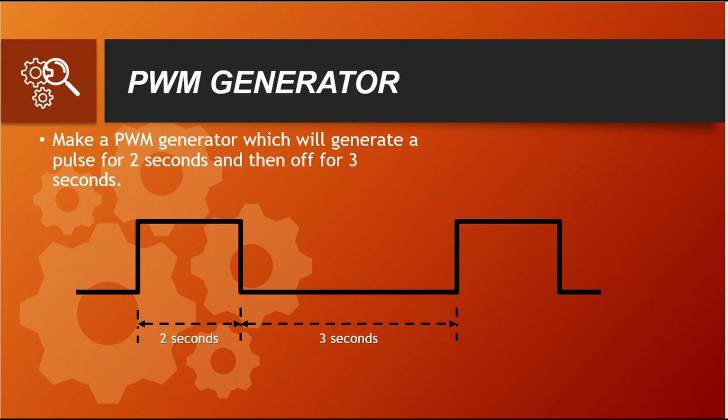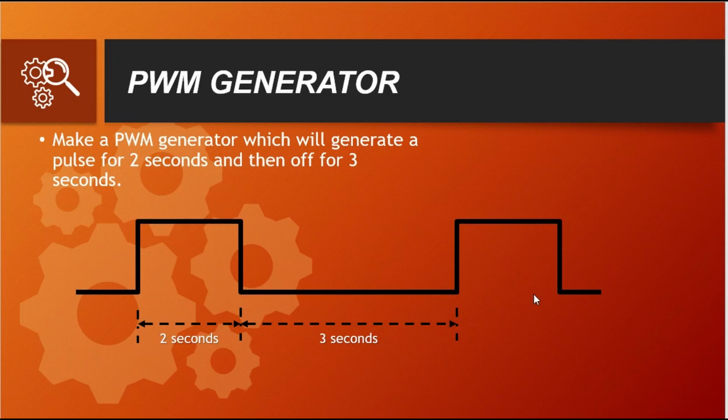We are going to make a PWM generator using ladder logic. When we press a push button, there should be a pulse of 2 seconds. Then this pulse should be off for 3 seconds, and then again on for 2 seconds. This cycle will repeat. So that's how we will make a pulse width modulation generator.